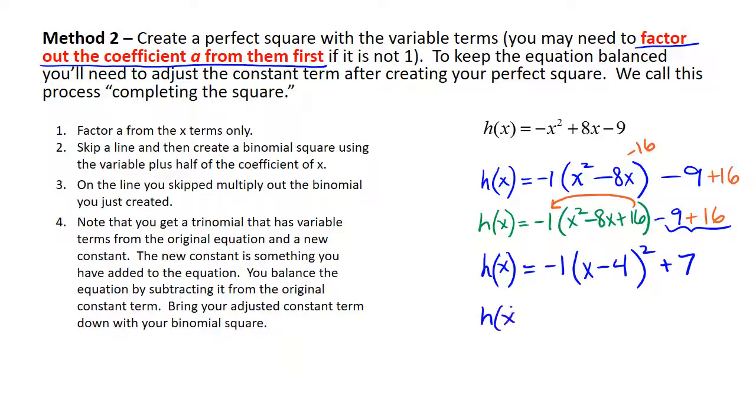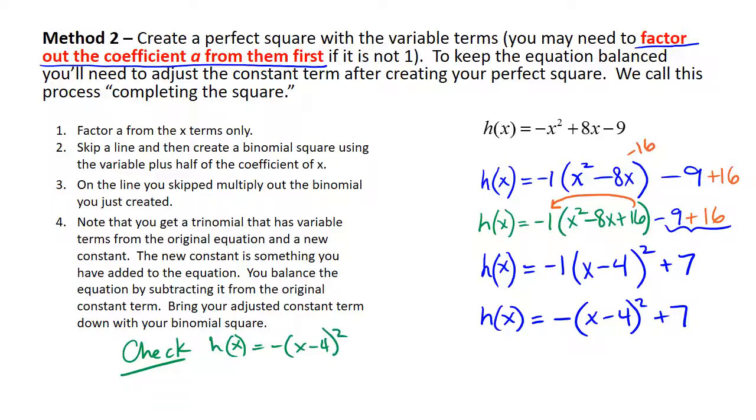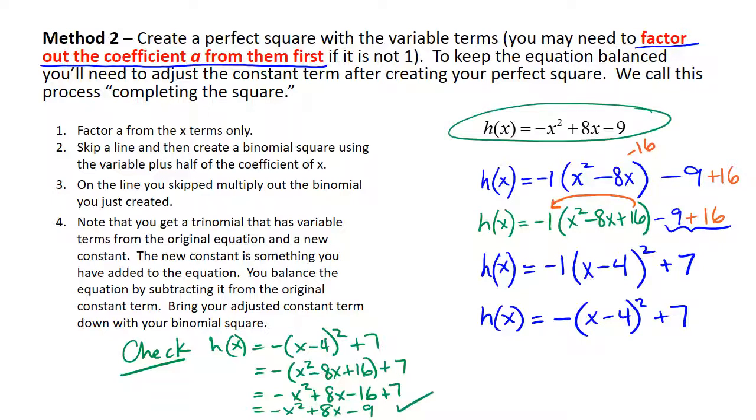So h of x is equal to, typically we wouldn't write negative 1, we just write negative (x minus 4) quantity squared plus 7. The way to check that, if you ever want to check it, is just to multiply it back out. So if I were to multiply this back out, I would start by FOILing this binomial square, keeping the negative on the outside. So if we FOIL that, negative 4x twice is negative 8x plus 16. Then negate everything that is in the parentheses there, and then add the 7. So we get negative x squared plus 8x minus 9, which is exactly where we started up here. So the check is just to multiply it back out.